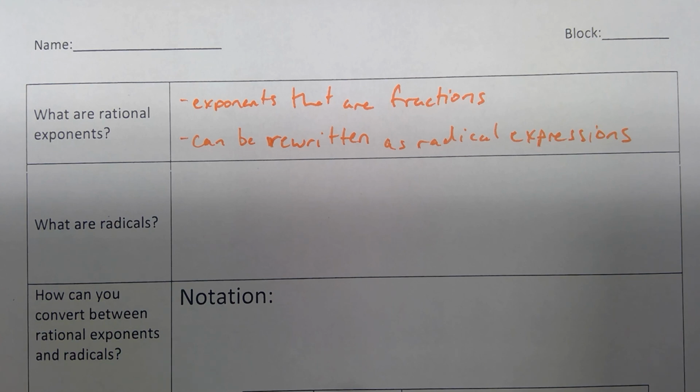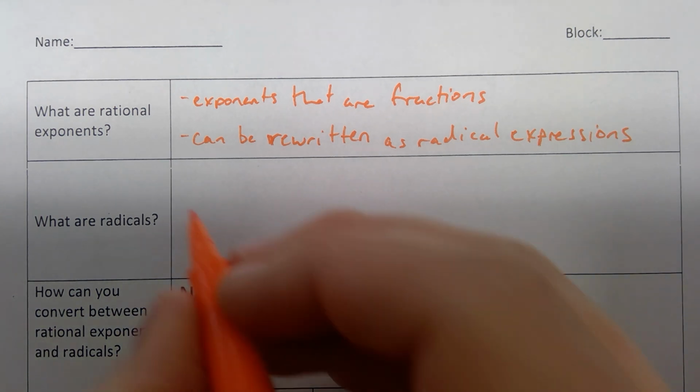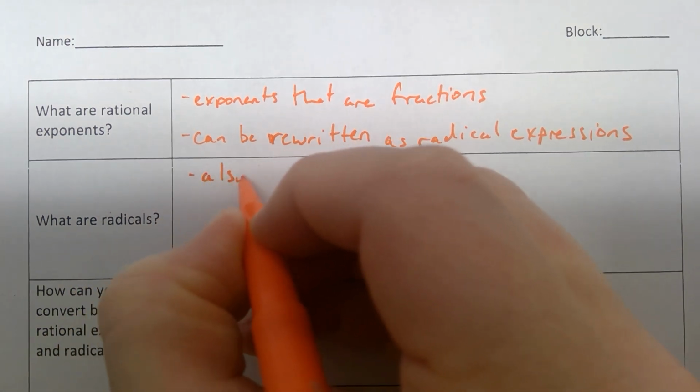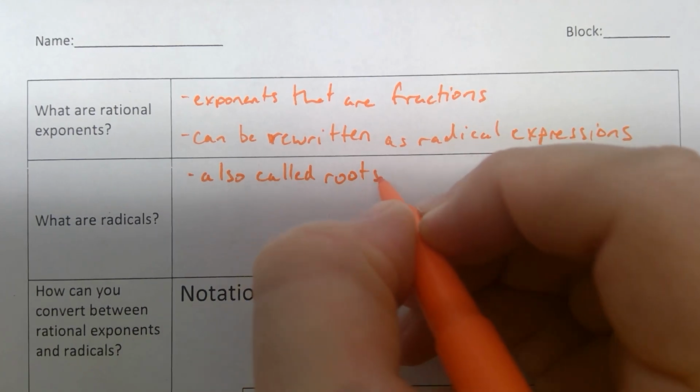square roots. The word radical is sort of the overarching term. So all square roots are radicals, but not all radicals are square roots. Okay, so we don't just call them radicals, we can also call them roots. So also called roots.